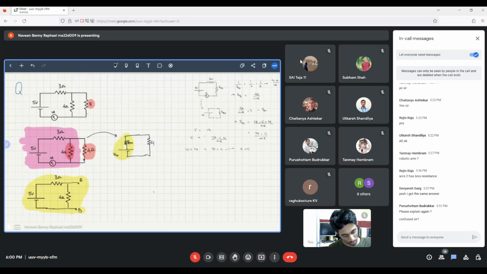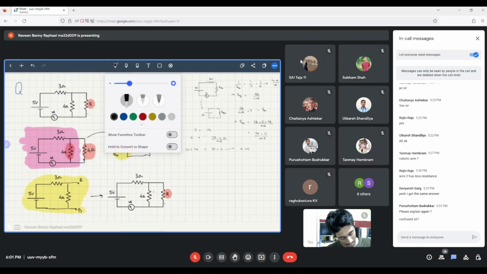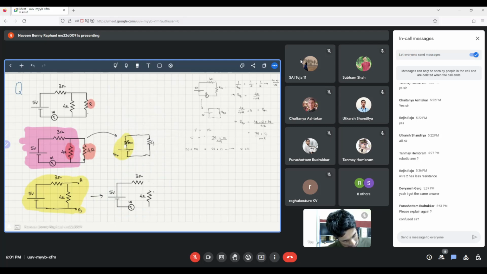You find RTH by drawing the same circuit but removing every voltage source and replacing it with a wire. So it will look like this, and we have to find the equivalent resistance across this. These are clearly resistors in parallel. So the equivalent resistance RTH is just 12/7.